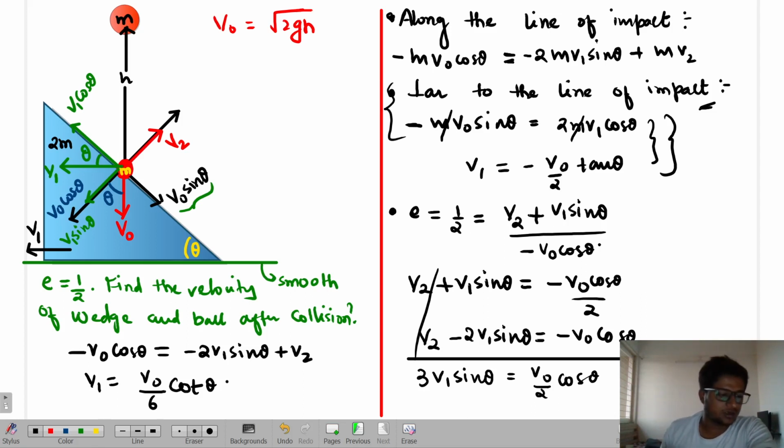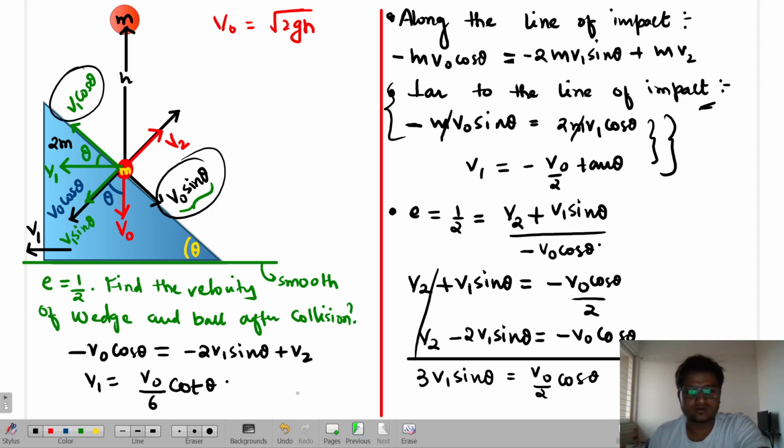Not correct, because when I have written this equation, I have just taken that these two are equal to each other, but we do not know whether they are equal or not. Okay, because V1 is not known to us. Is that clear or not? Okay, so we just ignore this equation. Are you able to get me or not?